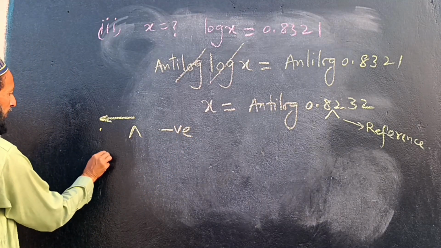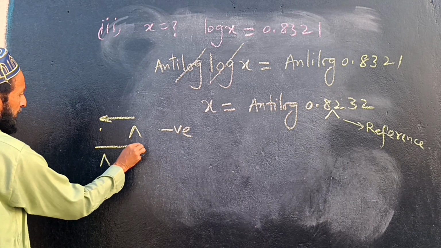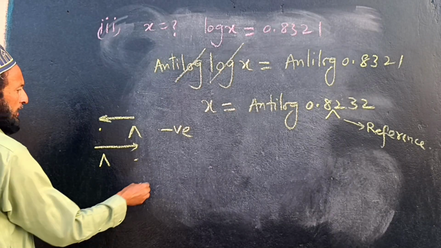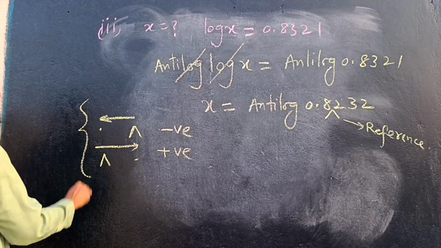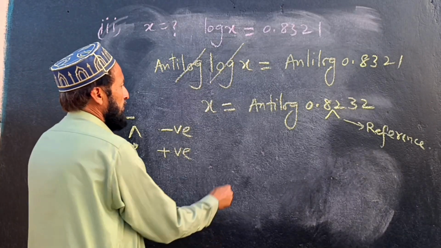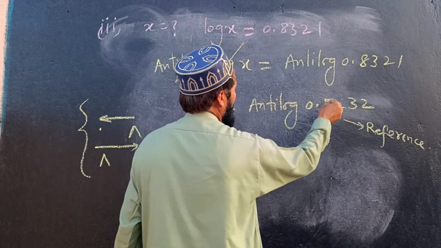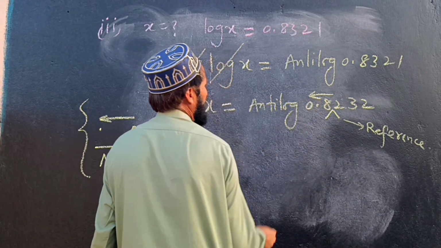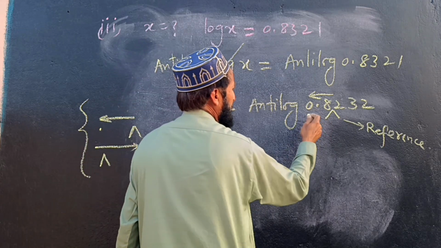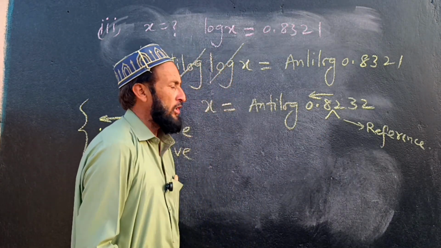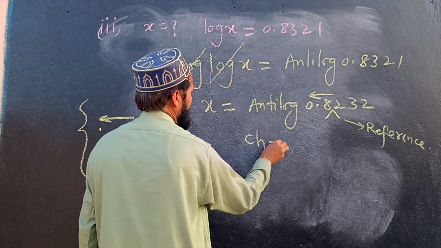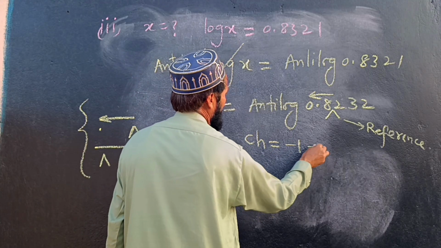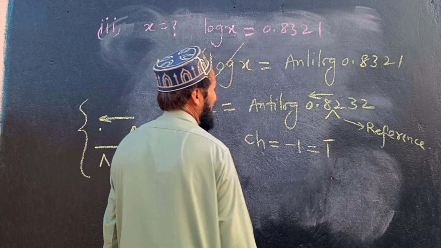If we are proceeding from the reference number to the right side, we take a positive sign. Remember these two rules generally. Here, for the characteristic, we are proceeding from the reference to the left side, and up to the decimal point we get just one number. So the characteristic is equal to -1, and we can write -1 in this form.